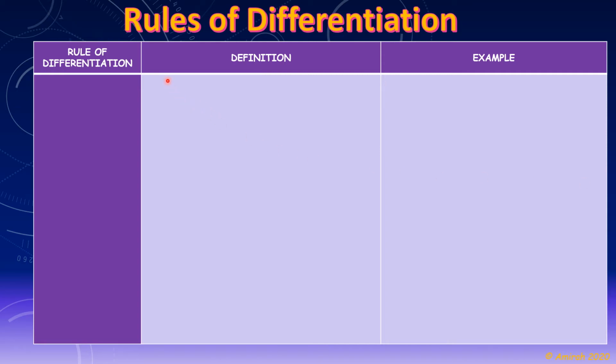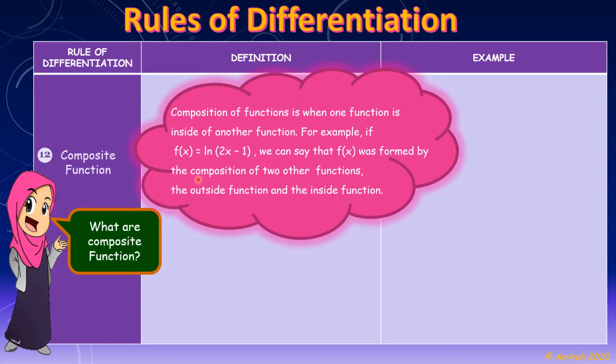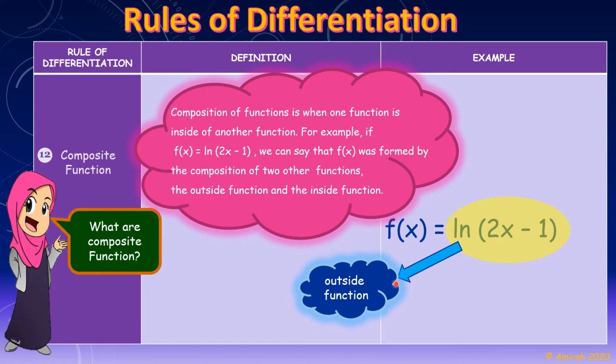In this video, we are going to discuss the last rule, which is called composite function. This is rule number 12. What are composite functions? A composite function is when one function is inside of another function. For example, if we look at f(x) equals ln(2x minus 1), we can say that f(x) was formed by the composition of two other functions, the outside function and the inside function.